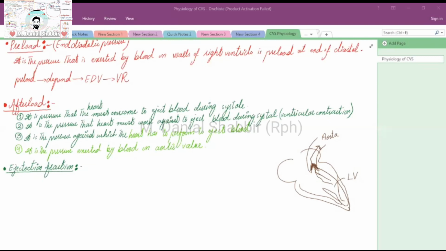So now when the blood goes into this aorta, it cannot come back. So that blood is going to create a pressure here, that is called afterload.